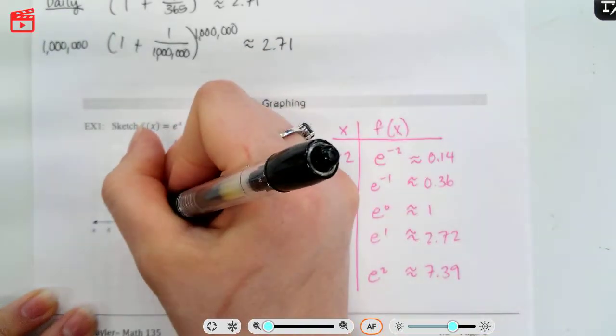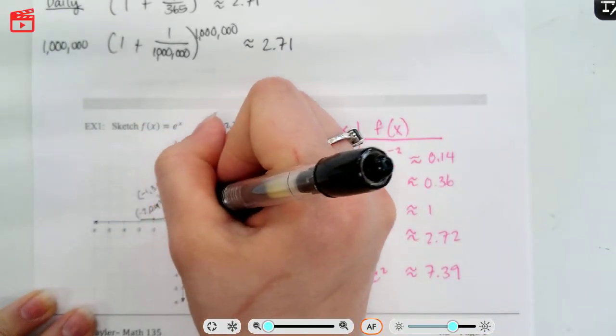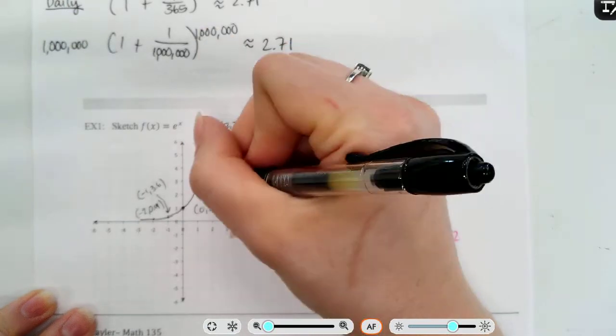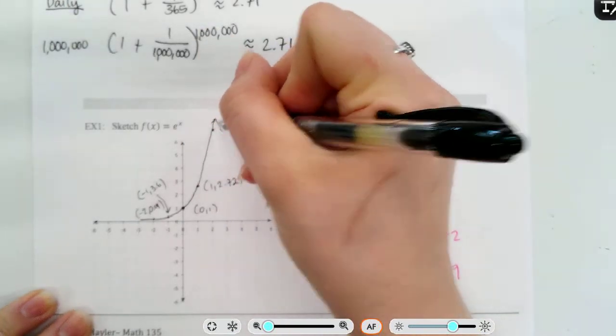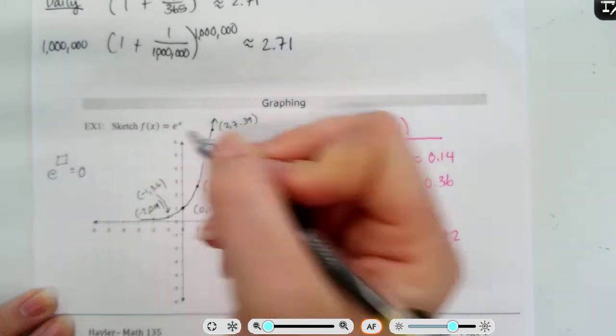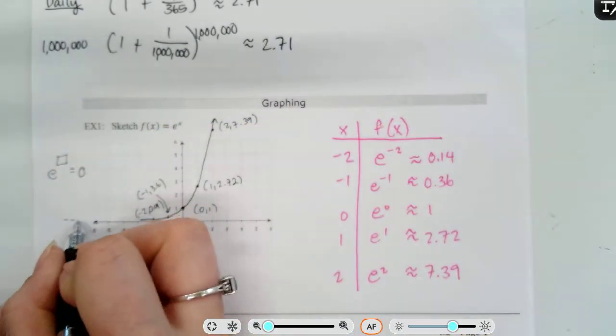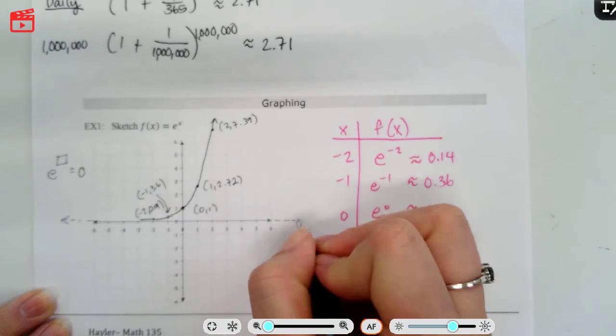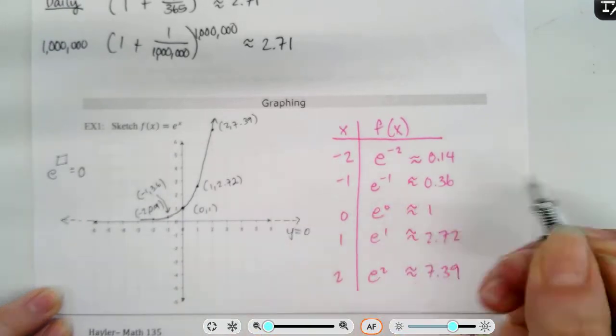All right, and let's draw this in. Question, do we have a horizontal asymptote? Answer, yes. Because, ask yourself, can I ever raise e to some power to get 0? No, it's not possible to raise a number to a power and get 0. So we have that horizontal asymptote, y equals 0.